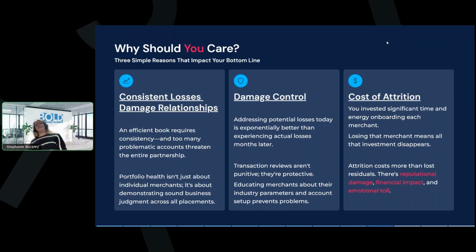And that leads to my third point, which is cost of attrition. You spend all of this time, energy, and money bringing merchants onto your book and investing in their trusting you and your relationship. And to lose that merchant, you lose that entire investment. In that process, you're not only taking a financial loss because you've lost the money that normally comes in, it's also an emotional toll, because especially if it happens multiple times, you have to regroup and find a different way of bringing on new people, and it takes that emotional energy back.